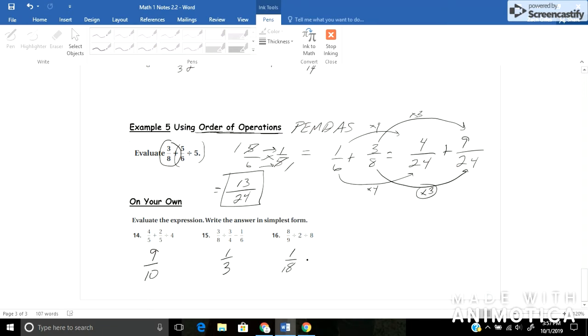Okay, so overall, remember KFF: keep, flip, flop. It's probably not as hard as you thought it was going to be because we're actually just multiplying when we're dividing fractions, which is kind of weird, but hopefully you learned something.